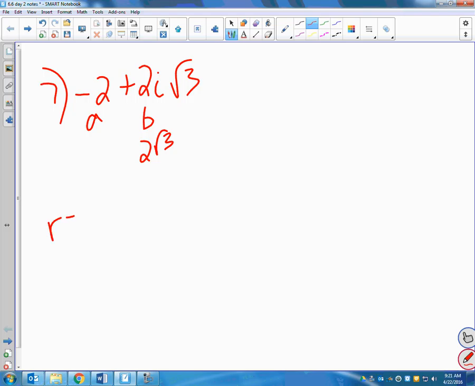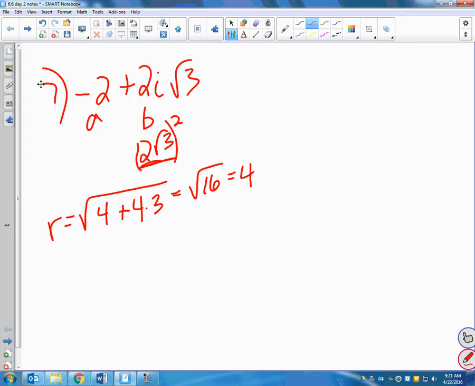So to find r, it's going to be -2 squared, which is 4, plus, when I square this, 2√3 squared is 4 times 3, which is 12. You can type that in your calculator, but you just square each part. So 12 plus 4 is the square root of 16, which gives you a radius of 4.